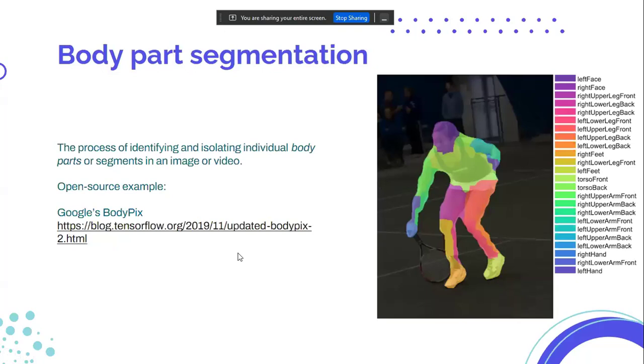The next one is body part segmentation. This is a little bit similar to image segmentation, but a little more detailed. It's basically identifying the different parts of a human body and masking them. You can see in the image that this person has been masked, and there's the left face, right face, and the different body parts that have been identified in that image. Another open source solution is Google's BodyPix.